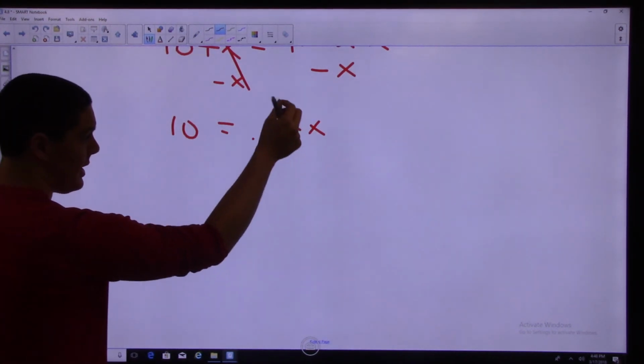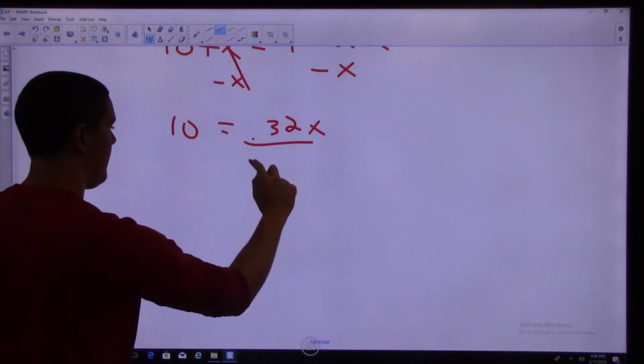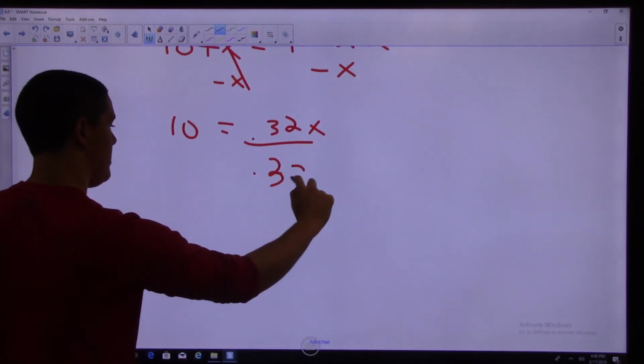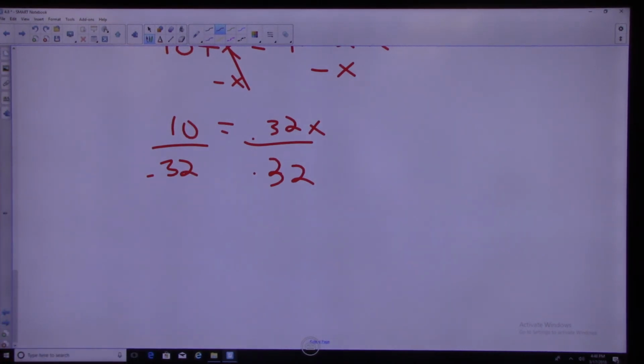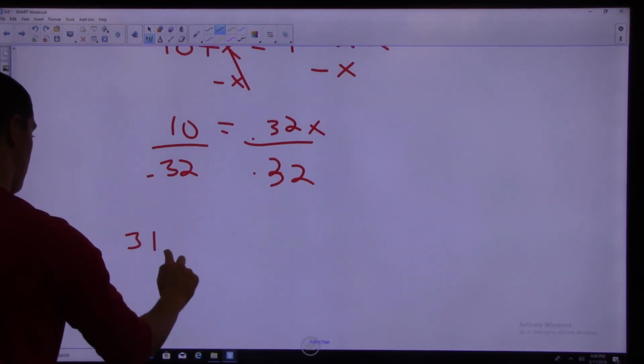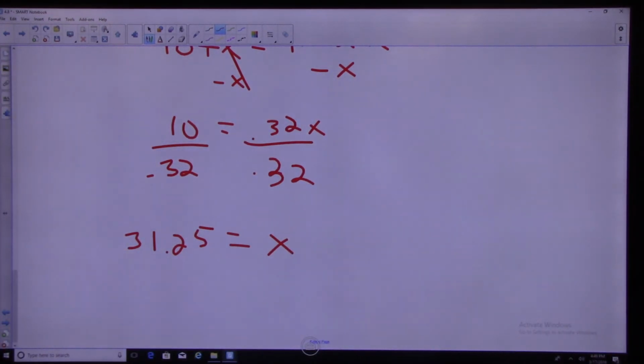And then what I need to do to get x by itself is what? This is 0.32 times x. In order to undo 0.32 times x, we have to divide by 0.32. So take 10 divided by 0.32, 31.25 the x.